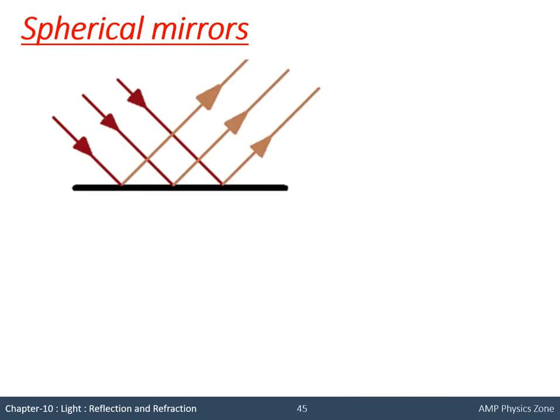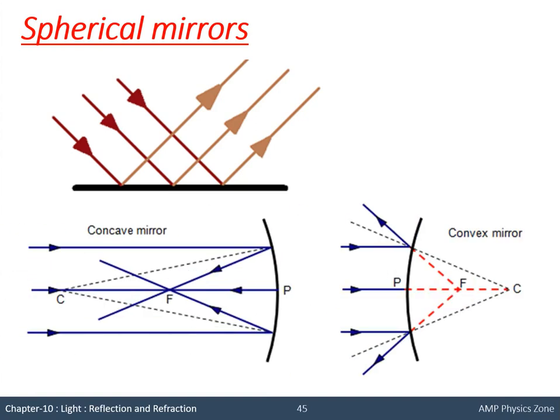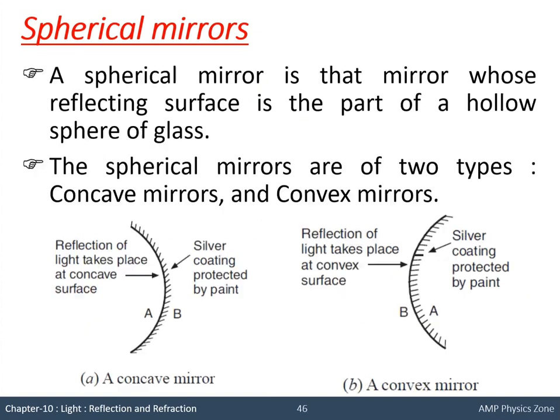You can check when a plane mirror is there. A parallel beam of light falling on the plane mirror, after reflection, will remain parallel. Now if we want to converge or diverge the rays, then we need curved mirrors, so concave mirror and convex mirror. These are the curved mirrors which can converge and diverge the parallel beam. So that is the need for the study of spherical mirrors.